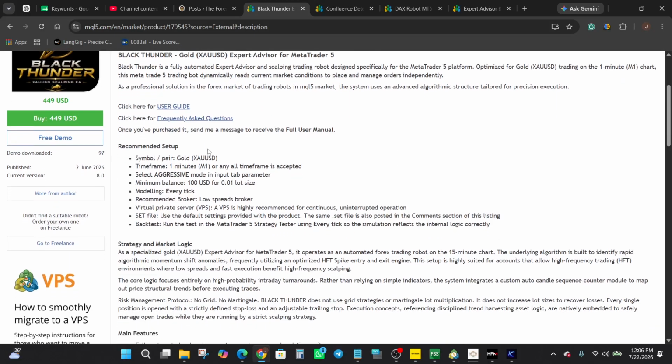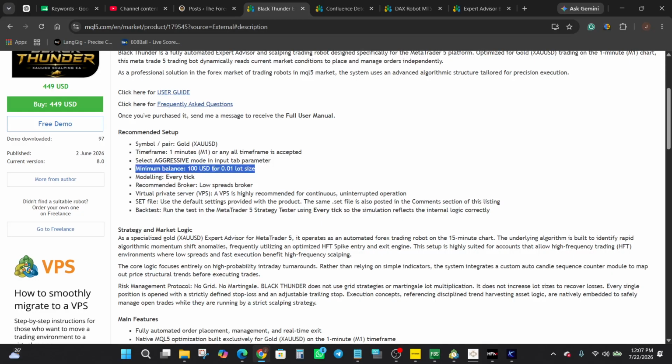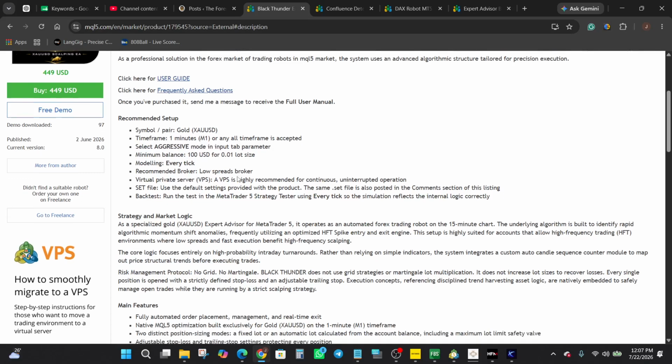Going into the recommended setup, the listing suggests M1 as the primary time frame, though it also notes any time frame is technically accepted. All right, along with selecting an aggressive mode in the input parameters, a minimum balance of $100 for a 0.01 lot size, and every tick modeling for testing.